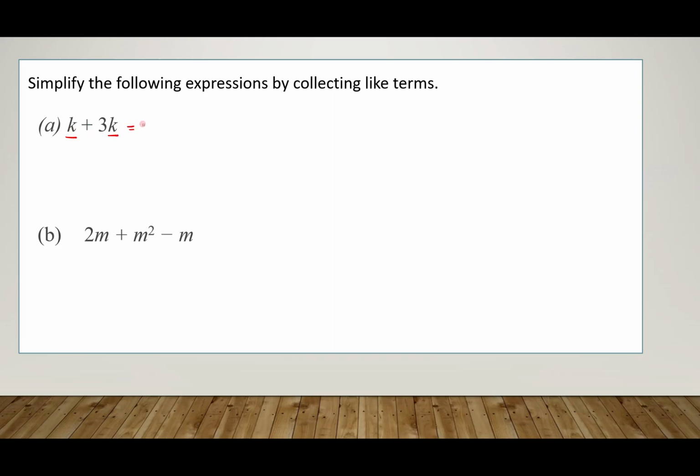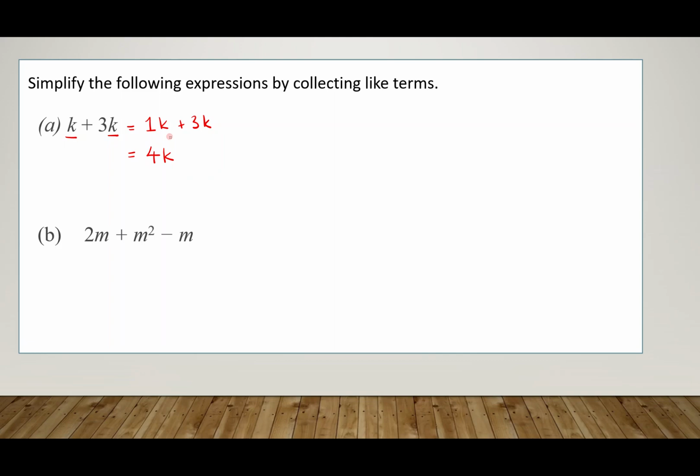Now, it's worth noting that k is the same as 1k. So I'm actually adding 1k plus 3k. Now have a look at those numbers in front of the letters, the 1 plus the 3. That's the bit I'm going to add together. That's going to give me 4, and the k is going to stay the same. Think of it like 1 lot of k plus 3 lots of k is equal to 4 lots of k.